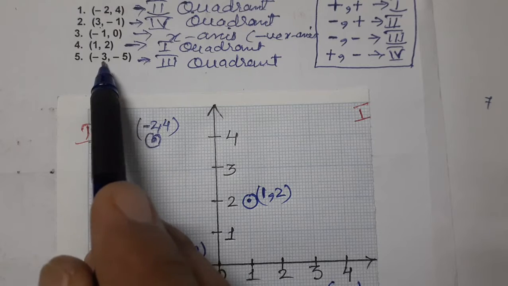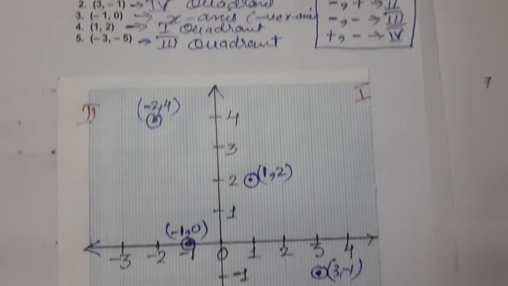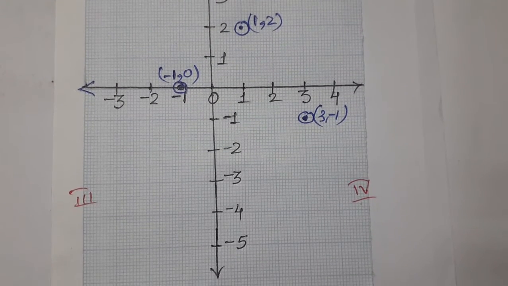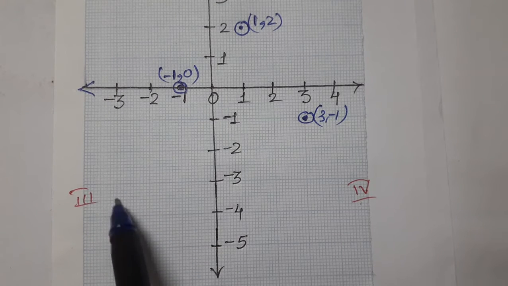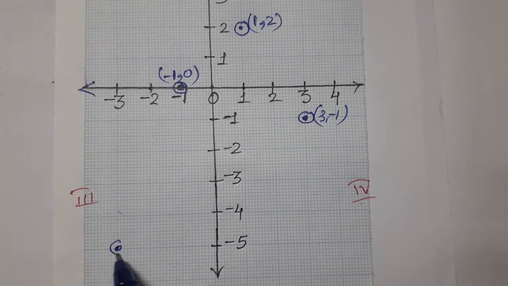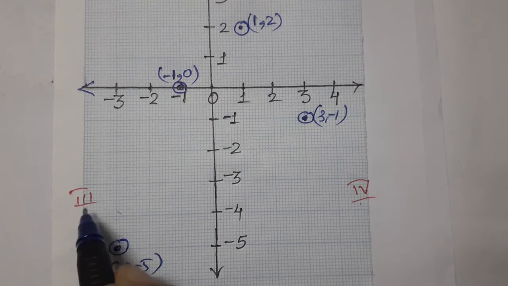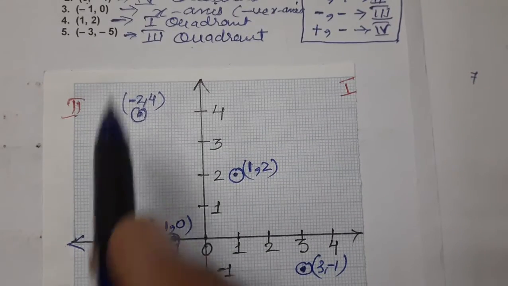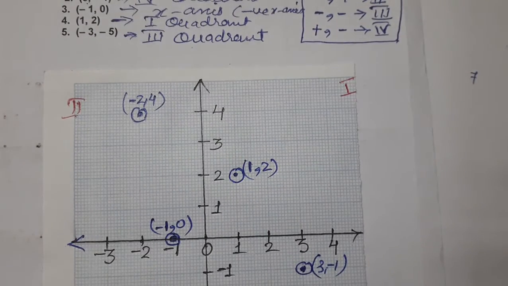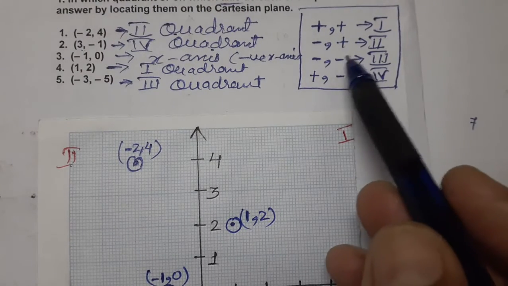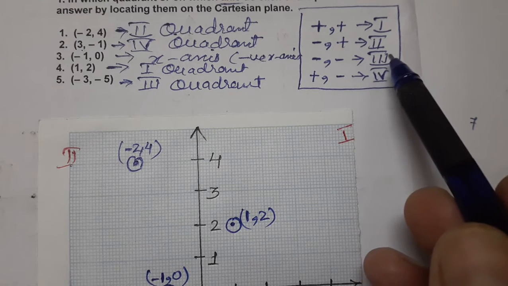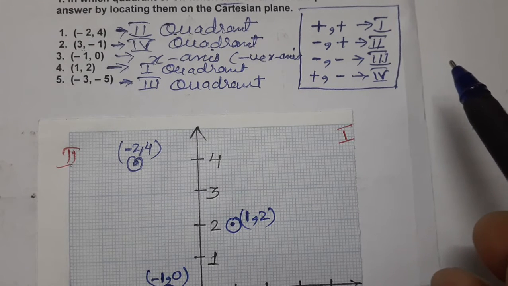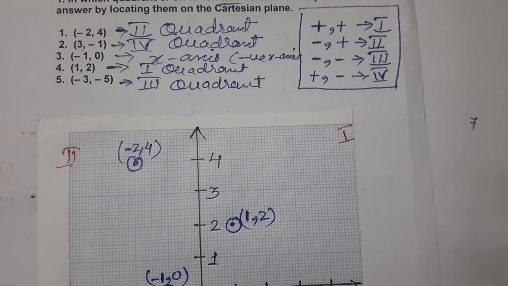Next one is both negatives, minus 3, minus 5. So let's plot minus 3 and minus 5. X is minus 3, y is minus 5. So here is minus 3, minus 5. And now which quadrant is it? Third one. Let's check whether we are right or not. This is the third quadrant. And here also third quadrant. So we can verify also. And we can do this without drawing on the Cartesian plane also. So hope you understood this question 1. Now let's see question number 2.